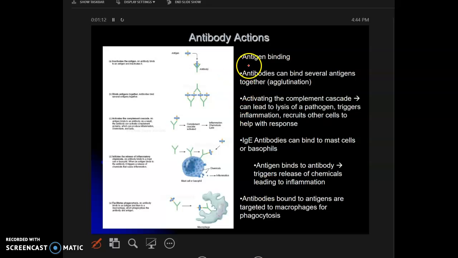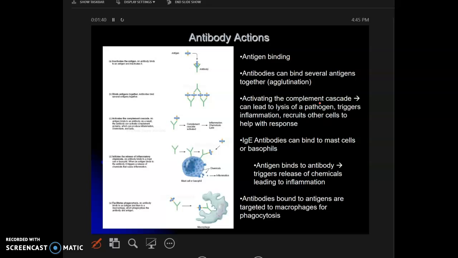So antibody directly binds to the antigens. It can bind several antigens, agglutination. It can activate complement cascade. What is complement cascade, by the way? Complement cascade is an alarm system, all right? It will result in inflammation and opsonization. What is opsonization? It will mark the infected cell for death.